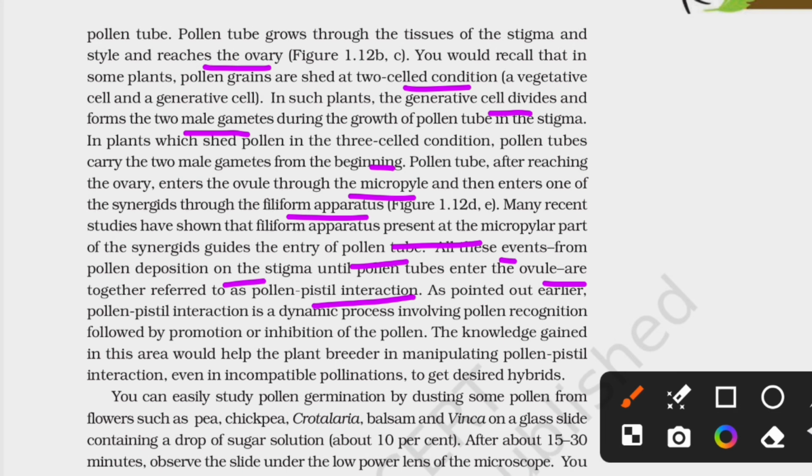As pointed out earlier, pollen-pistil interaction is a dynamic process involving pollen recognition followed by promotion or inhibition of the pollen. The knowledge gained in this area would help the plant breeder in manipulating pollen-pistil interaction, even in incompatible pollination, to get the desired hybrid.